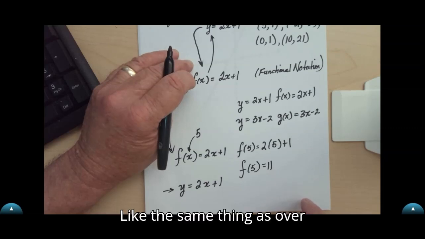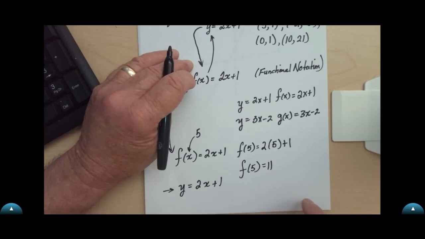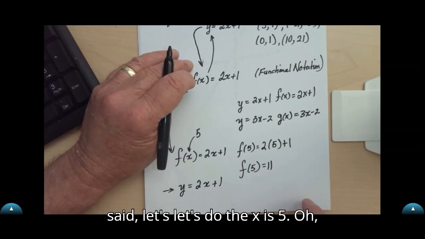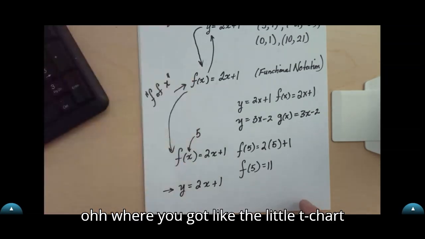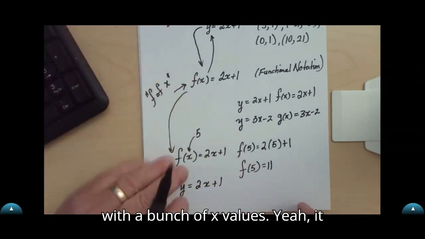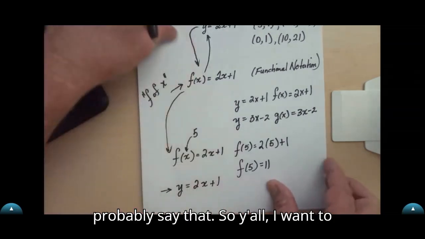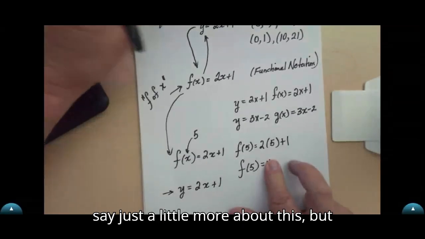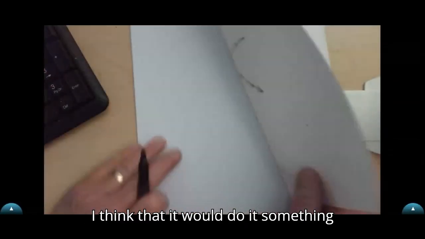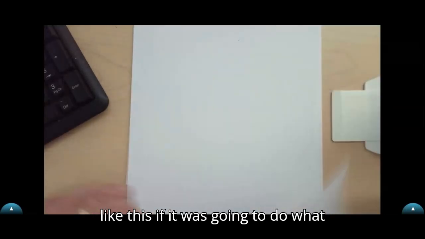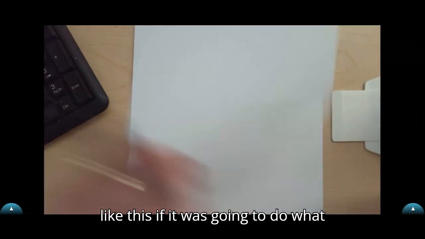Like the same thing as over here where you said, well, let's do the x is 5. Where you got like the little T-chart with a bunch of x values. Yeah, here's how it would probably say that. So y'all, I want to say just a little more about this, but let me answer her question right quick. I think it would do it something like this.